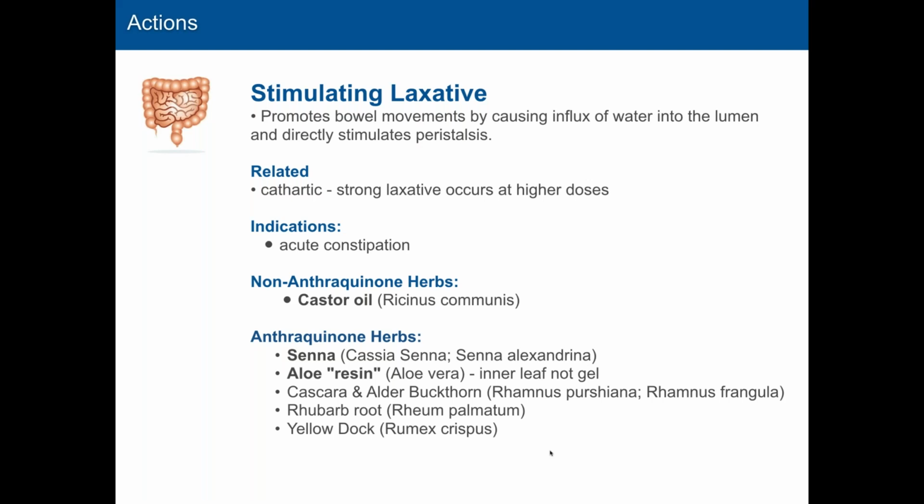Now, there are two main classes of stimulating laxatives that are used in herbal medicine. One is the anthraquinone glycoside-containing herbs, and then there are the non-anthraquinone glycoside-containing herbs. Castor oil contains something we'll talk about later on. Its main mechanism is slightly different. It doesn't contain the anthraquinone glycosides that we'll talk about. The anthraquinones are found in Senna, but they're also found in aloe vera.